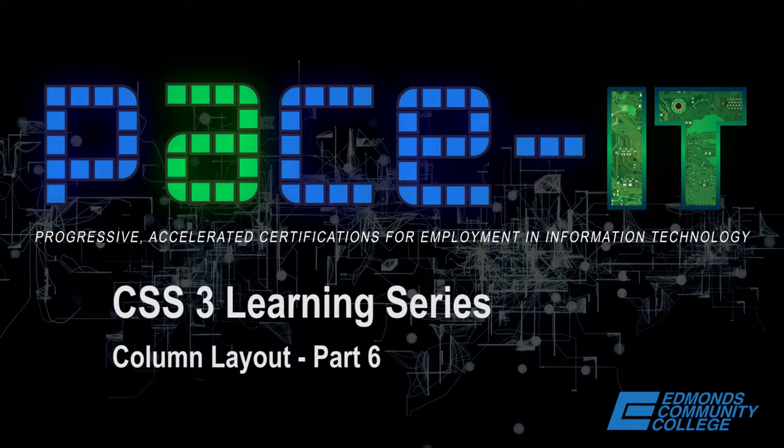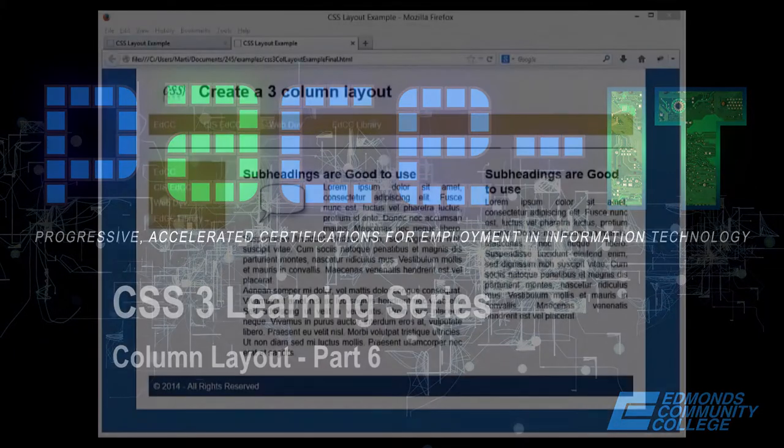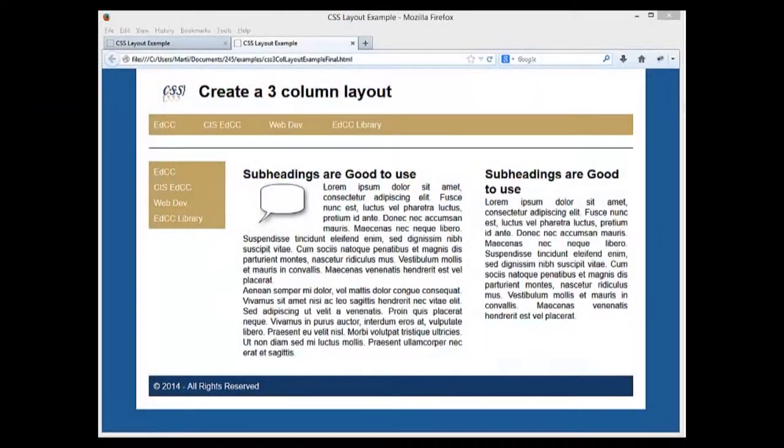This is part 6 in the CSS Create a 3-Column Layout series. In this short video, we're going to be adding style to column 3 of our design. A quick review of what we're working towards in this series of videos. We're working on creating this 3-column layout with vertical and horizontal menu systems.